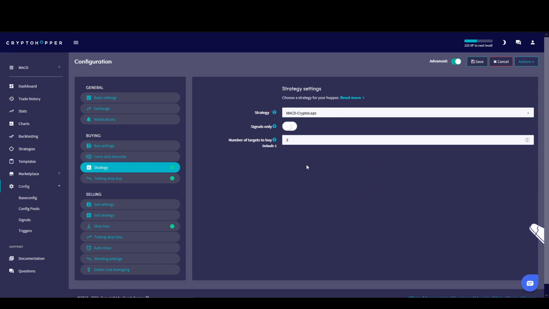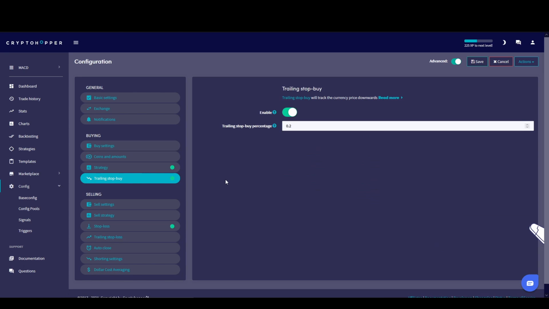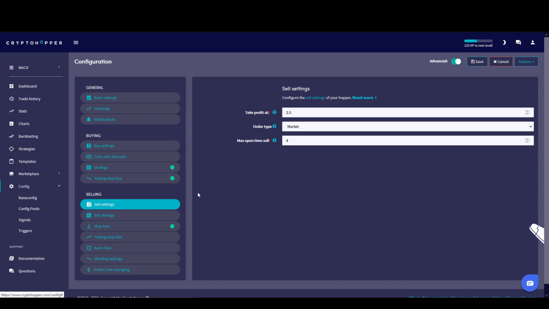Strategy, make sure you have your strategy right here. Trailing stop buy, right now it's enabled, but you can use it or not, it doesn't really matter. Sell setting, very important. Take profit. We have to take profit at 2.5%. Why? Like I told you, with that kind of strategy, we're in and we're out as quickly as possible. We lock in profit and that's it. We wait for another signal. So that's why we don't want to stay in a trade for days or a week. And as soon as we hit the profit, we get out.